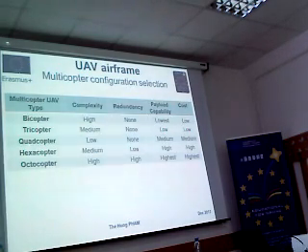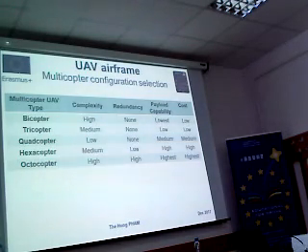And now we are going to see the quadcopter. The complexity is low because we have just the frame and the 4 rotors, so it's very simple. And we have no redundancy because we have 4 rotors, but we have 6 degrees of freedom. The payload is medium, and the cost is medium.